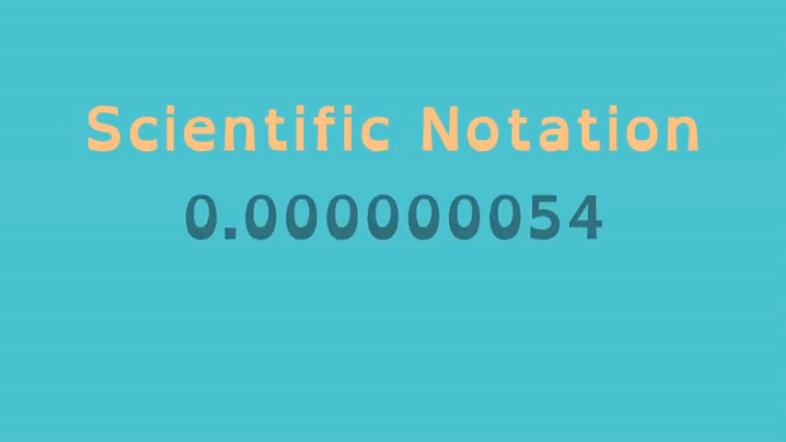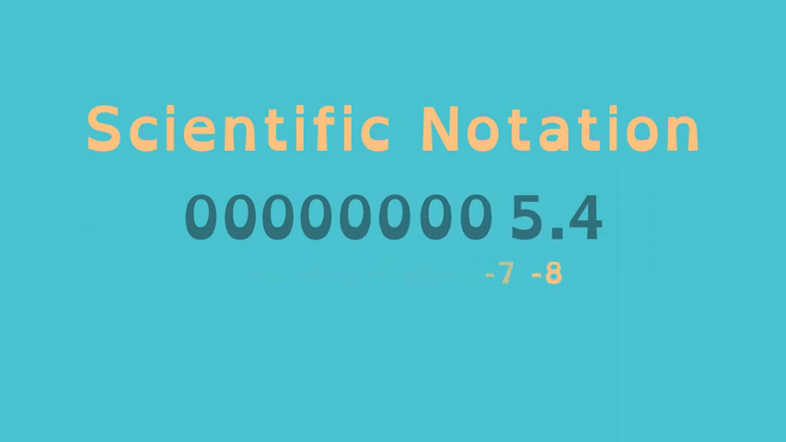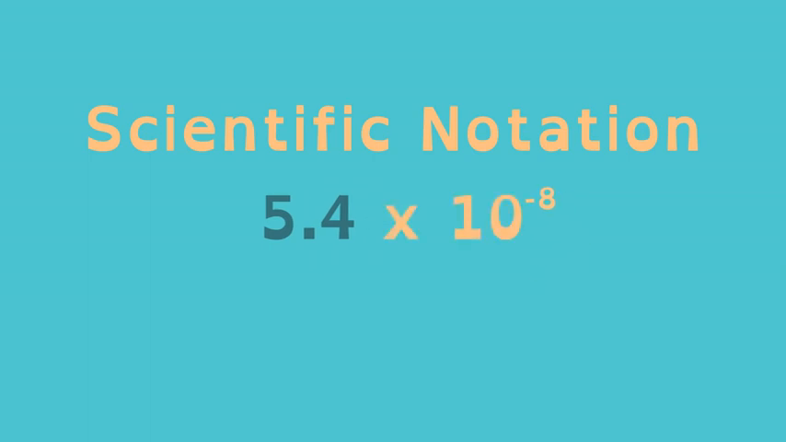Here's a number in decimal notation. That's a small number. Time for scientific notation. First, move the decimal over until there's just one non-zero digit to the left of the decimal point. The exponent indicates how many places the decimal point has moved to the right.